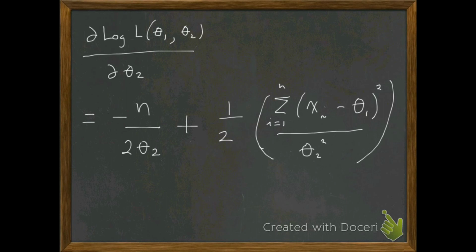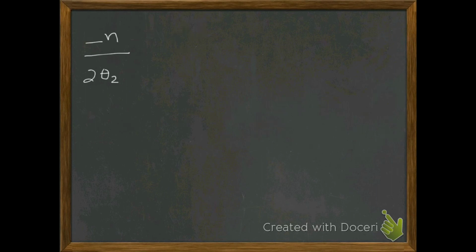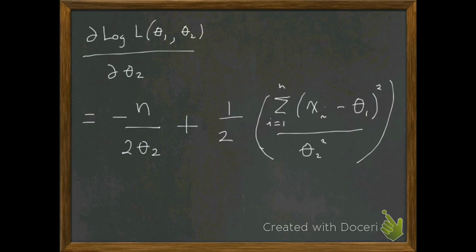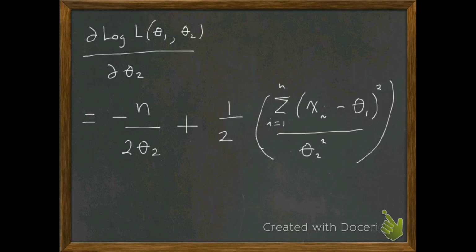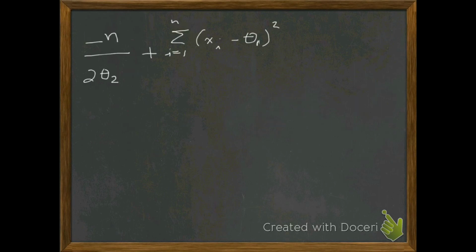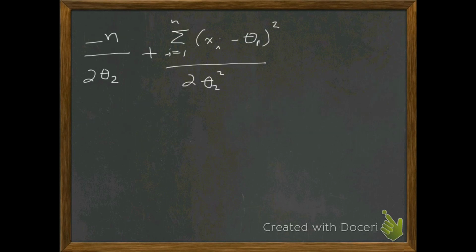All right, let's clean that up a little bit. So negative n over 2 theta 2, plus, so, okay. So n squared theta 2. Sorry for jumping around here, but I'm trying to keep this straight in my mind, going from screen to screen. Didn't want to take the time to actually write it again. All right, now guys, we need to set this equal to 0.